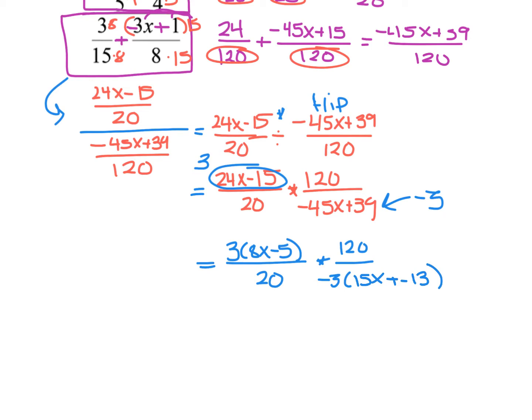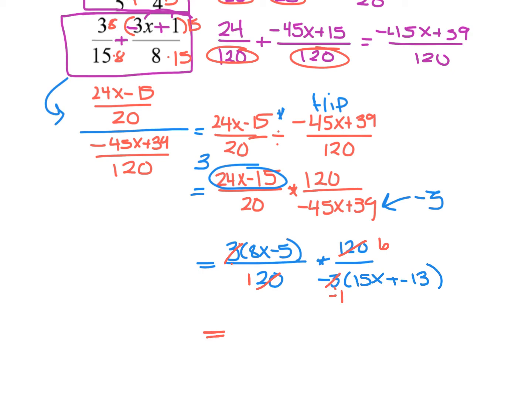I also noticed that if I were to start simplifying things now, the 3 and the negative 3 are really close to canceling out. This would simply become a 1, and this would become a negative 1. So the 3's can cancel as long as this becomes a negative 1 as I simplify. The 120 and the 20, these cancel out as well because 120 is divisible by 6.